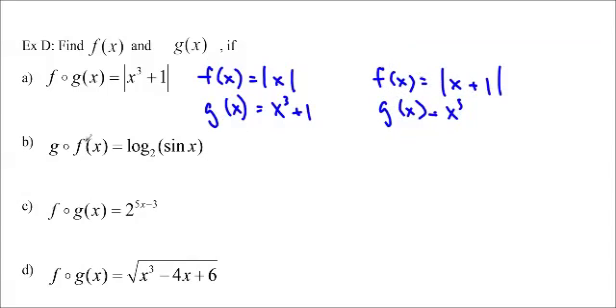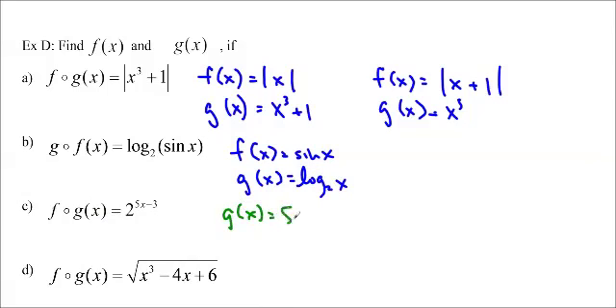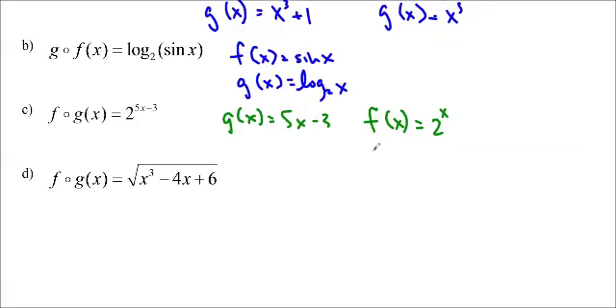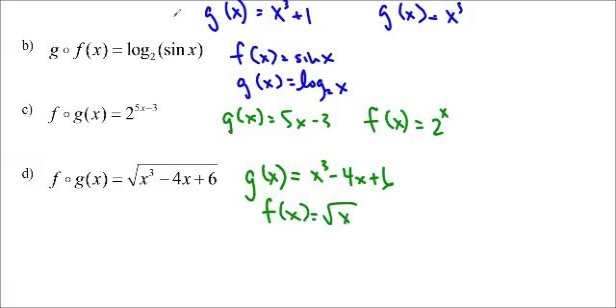So g of f of x, so it's backwards. So f of x is the inner function. F of x is equal to sine x. And the outer function g of x is equal to log base 2 of x. For this second last one, the inner function g of x is 5x minus 3, and the outer function f of x is 2 to the x. So wherever you see that inner function, you just replace it with x for your outer function. And f of g of x, again, the inner function g of x is x cubed minus 4x plus 6, and f of x we can say is root x. Okay? And that's all you have to do.